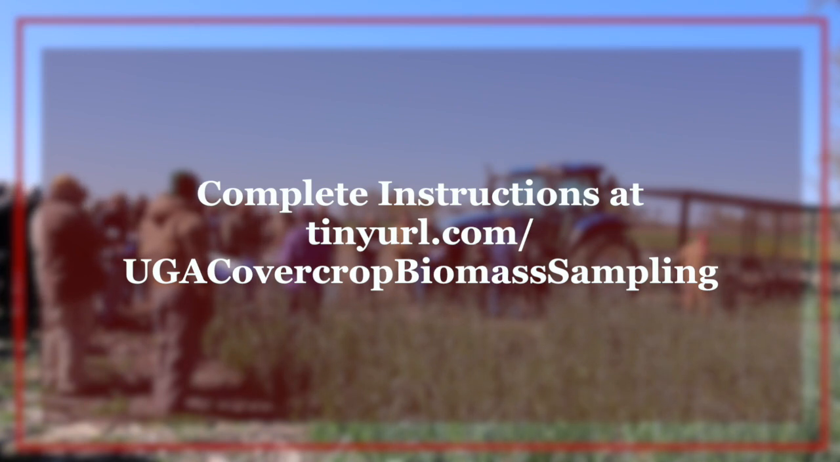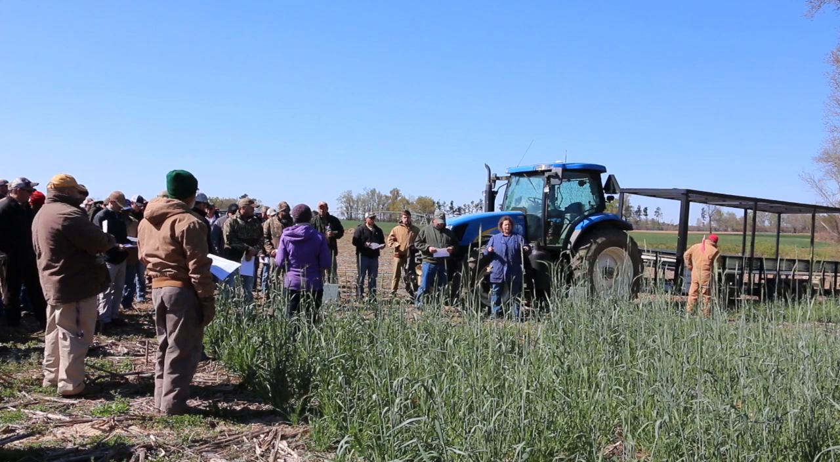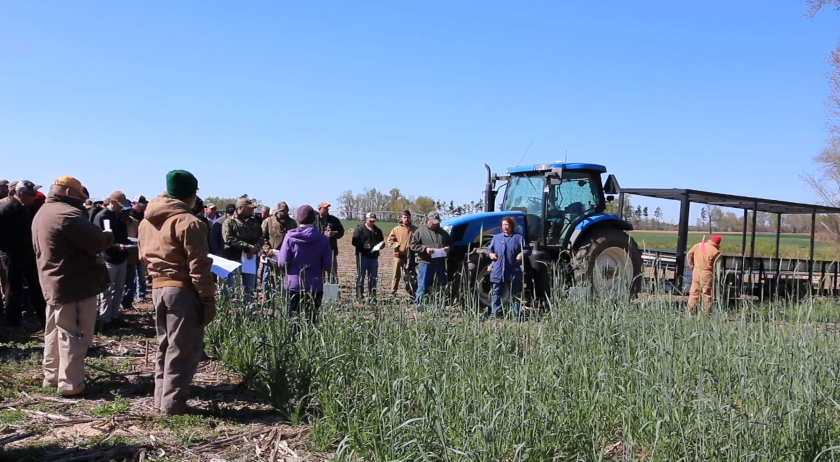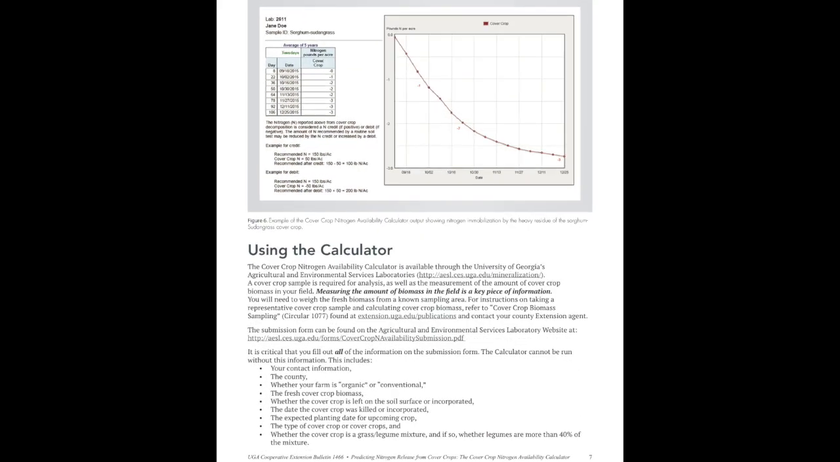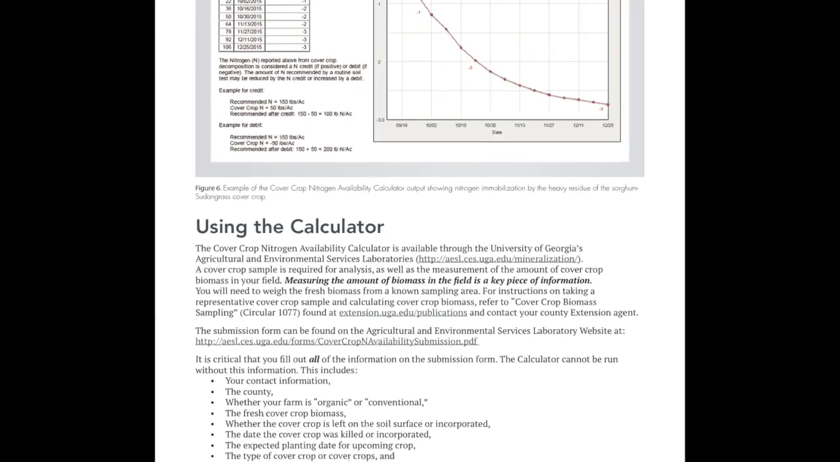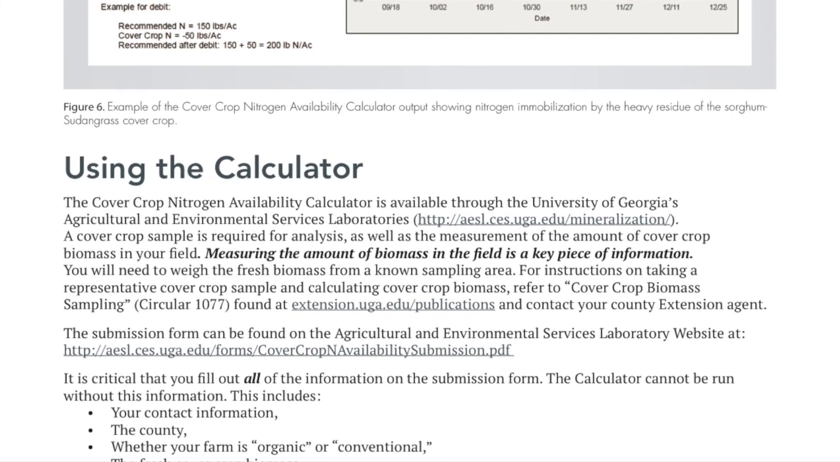In order to run the calculator, the amount of above-ground cover crop biomass and the cover crop quality needs to be known. In this video, we explain how to take a representative cover crop biomass sample and how to prepare a subsample to be shipped to UGA's Agricultural and Environmental Services Lab to be analyzed for the nitrogen availability calculator.